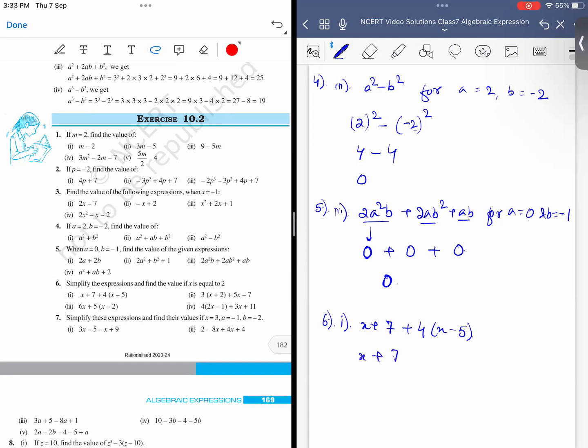x plus 7 plus open the bracket 4x minus 20. x and 4x are like terms, so they can be added, so 5x. And 7 and minus 20 are also like terms, so it becomes minus 13. Now find the value of this expression for x equal to 2. Put the value: 5 into 2 minus 13, that is 10 minus 13, that is minus 3 is the answer. Likewise, you can do the rest.